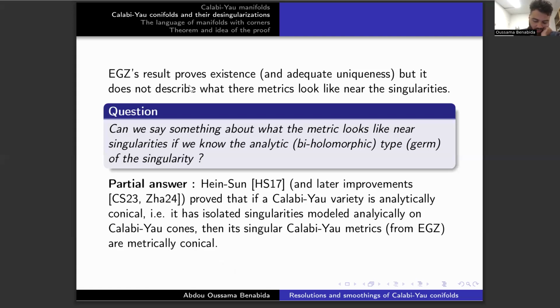So the proof is again a continuity method, but it's very complicated because they need some notions of Gromov-Hausdorff limits of Kähler manifolds. This is a theory developed by Donaldson and Sun. It's the same Sun here. The proof is very complicated, but this is the result.